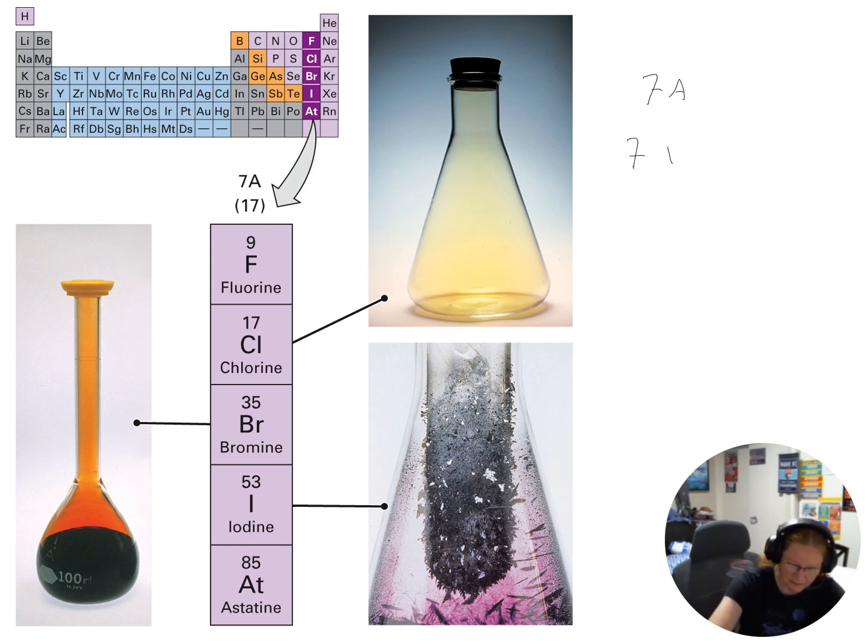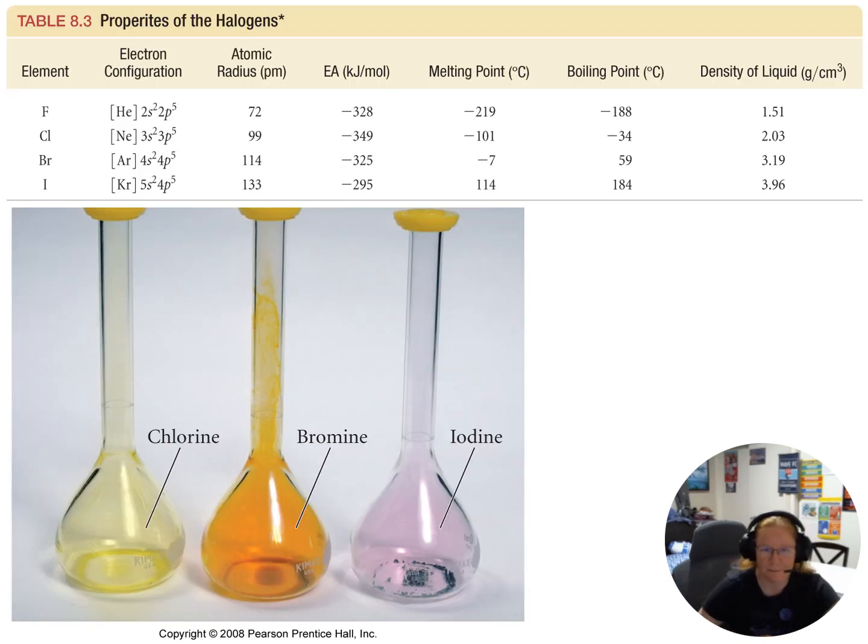So we have 7 valence electrons. All of these guys exist naturally as diatomics, F2, Cl2, Br2, I2. All right. Very similar behavior. They all want to put in one more valence electron for their bonding. You can see that with my halogens there.